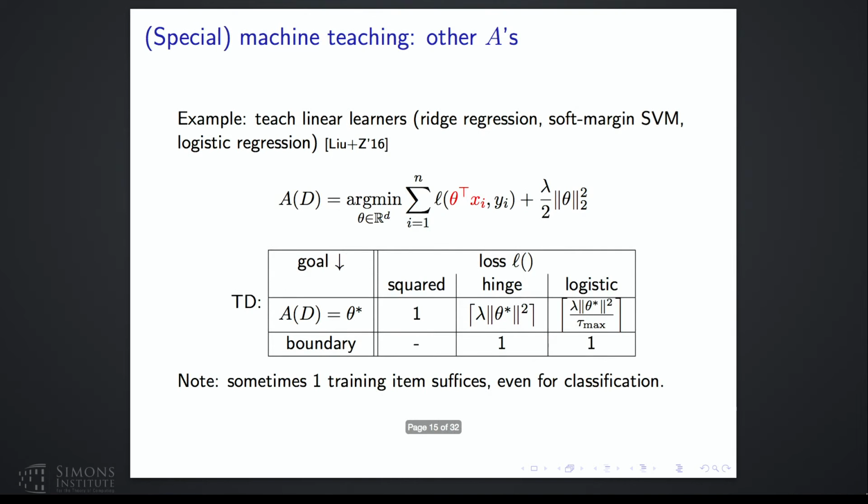Yes? Are those sufficient numbers of training items? I mean, in the cases where it does involve the regularization, do you know if those are sort of, in some sense, necessary too? So this table is sufficient and necessary. Okay, but it involves the regularizer.